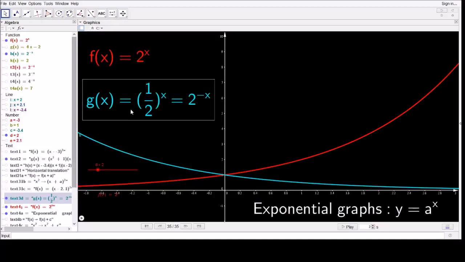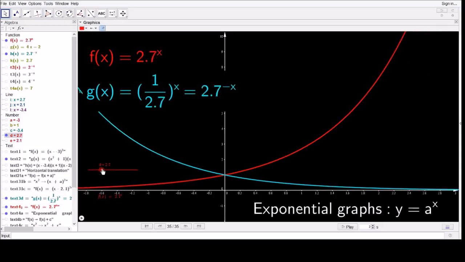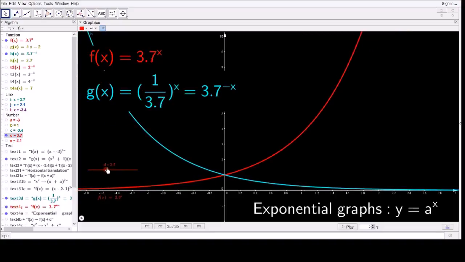And g of x in this specific case is a half to the power of x, which is 2 to the minus x. So you can see that they're a perfect reflection of each other. And as we change the value of the base, you'll see the reflections changing.